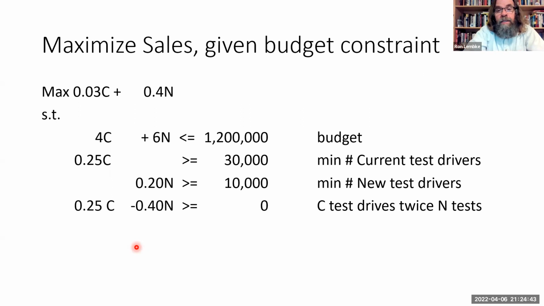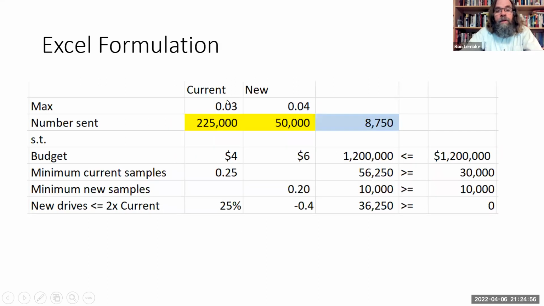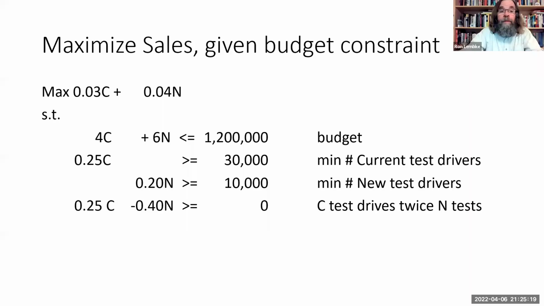This then is the linear program. We're maximizing 0.03 times C plus 0.4N. Oops, I'm missing a 0. That should be point. Okay, I've got to fix this. I guess I'll stop screen sharing. Didn't mean to do that, but so what happens when you edit slides? Sometimes you miss something, and this is just too important not to fix. Please hold. All right, there we go.